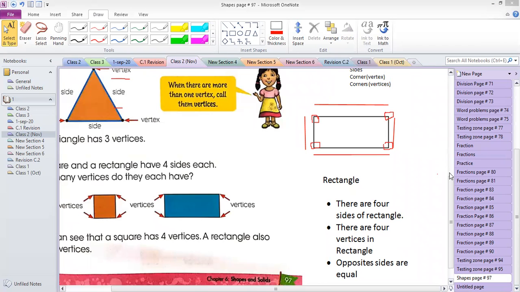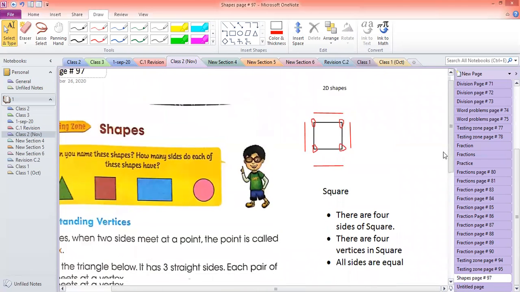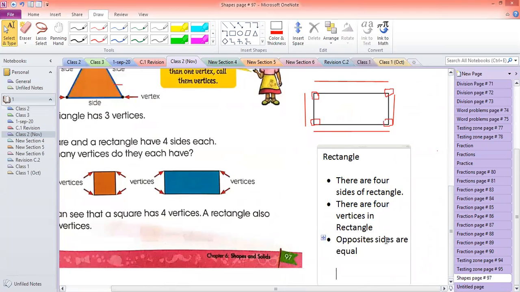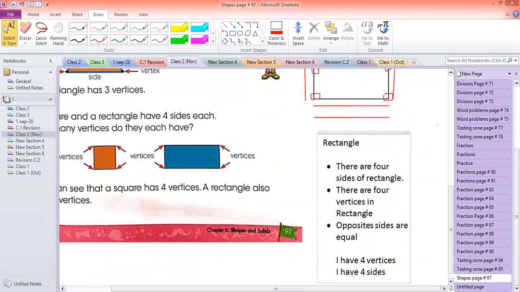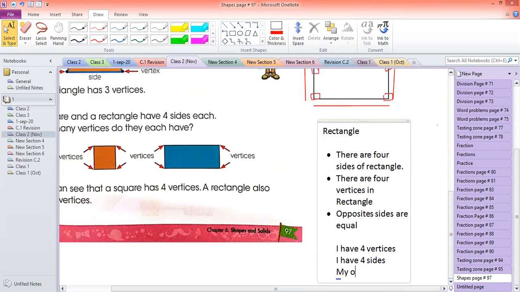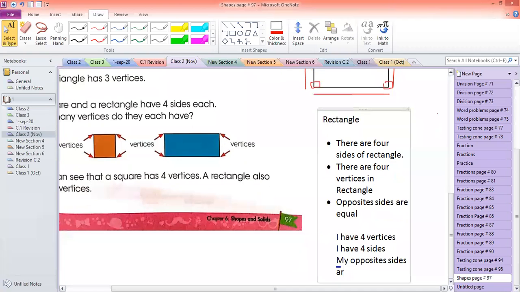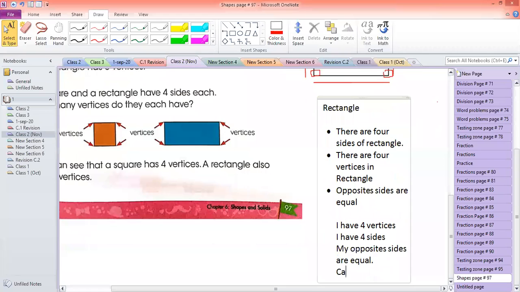Now, guys, I am going to ask you one question. Let's suppose I have 4 vertices. I have 4 sides. My opposite sides are equal. Can you tell me who am I?